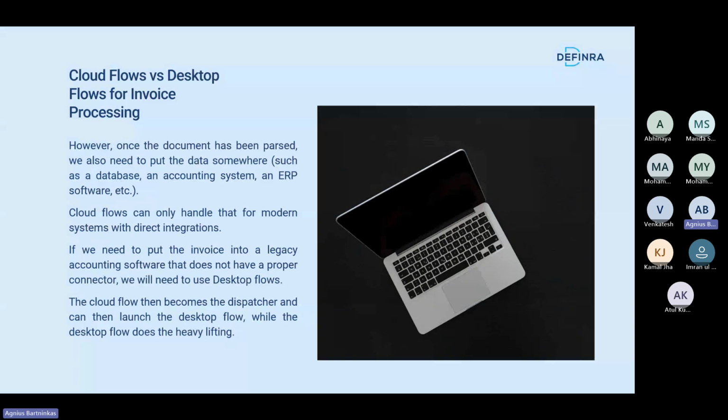NAV 2009, anyone, or Axapta or whatever, anything that doesn't actually have a connector, that doesn't actually have APIs available for creating entries, we would need to automate the user interface, and that's where desktop flows come in. So a cloud flow then basically becomes a dispatcher type of flow that basically just reacts to the invoice, picks it up, pushes it through the model, and then launches the desktop flow, while the desktop flow does the heavy lifting of actually pushing the document data into the application where it needs to land.